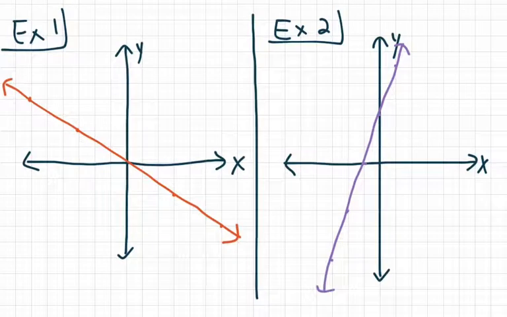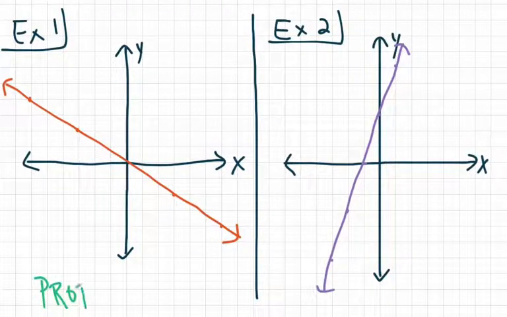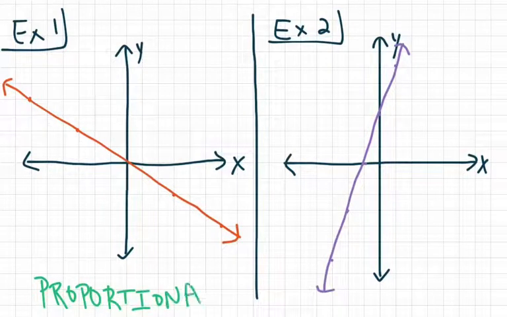So here we have two examples. Example 1, with the red line, we see that the red line passes directly through the origin right here. And so because this red line passes directly through the origin, that makes this relationship proportional. And that is the only thing that we need to worry about, is if the line is passing directly through the origin or not. Okay? So again, in this case, the red line passes directly through the origin, and that makes that relationship proportional.